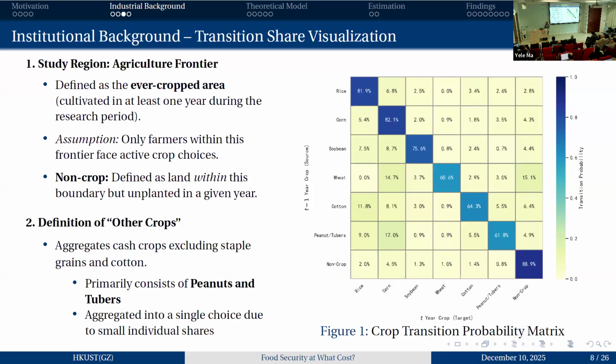We define our study region as the agricultural frontier, that is, the ever-cropped area. The underlying assumption is that only farmers within this frontier face the agricultural decision, and outside it they do not.